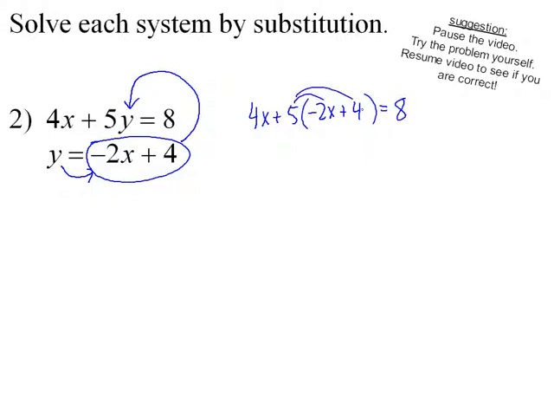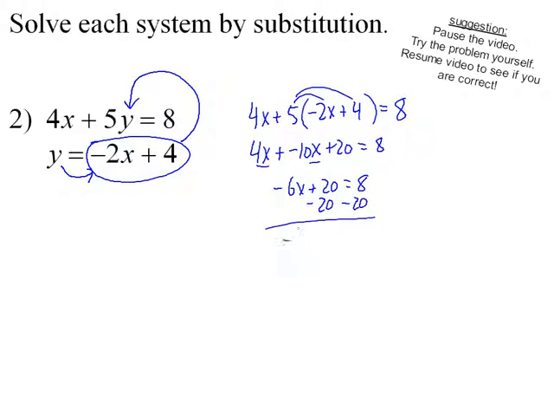Now, as with the other example, I had to do the distributive property. 4x plus, well, 5 times negative 2x is negative 10x. 5 times 4 is positive 20. I'm going to combine my like terms. I got negative 6x plus 20 equals 8. I'm going to subtract 20 from both sides. Negative 6x equals negative 12.